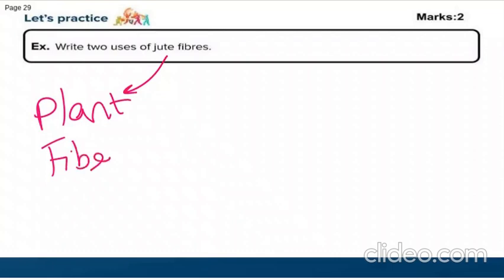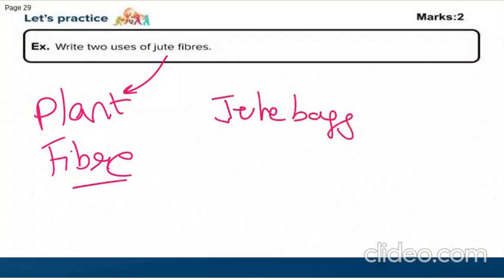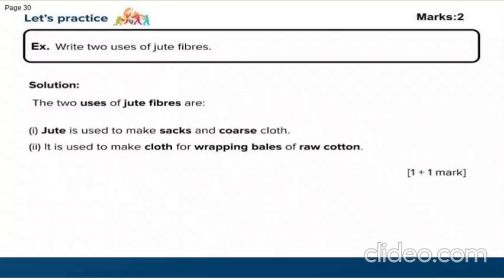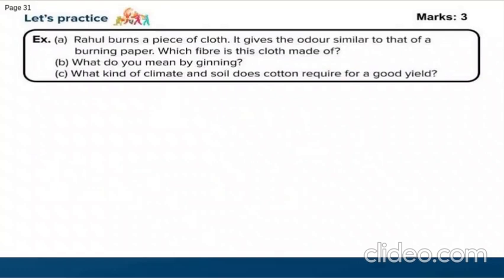Now, write two uses of jute. As I said, jute is a plant fiber, correct? What can be two uses? One is jute bags. You know the gunny bags which we use. Then we have rugs made of jute because it is quite tough and rough. Jute is made into sacks and coarse clothing because it is very thick and rough. It is even used for wrapping bales of raw cotton.